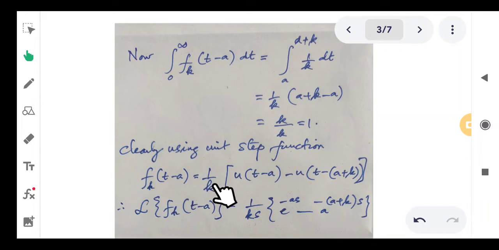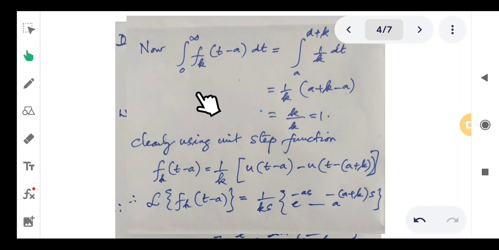The Laplace transform of the unit step function u(t − a) is e^(−as)/s. So 1/k is outside. The Laplace transform of this one is e^(−as)/s, and of this one it is e^(−(a + k)s)/s. So 1/s is common, which is taken outside. This is the Laplace transform of this defined function f_k(t − a).